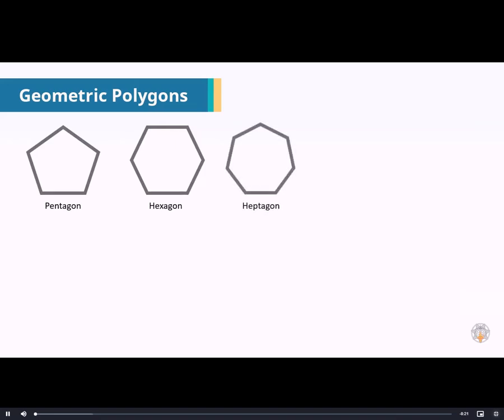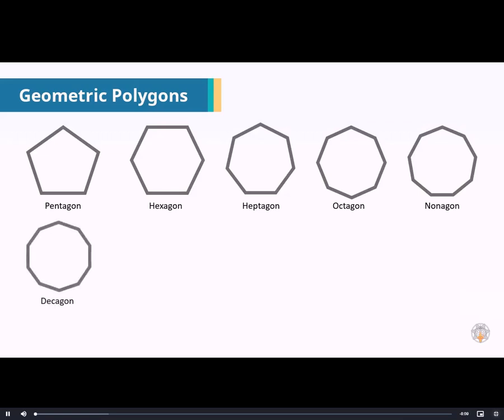Let me show few more types of polygon. Pentagon consists of 5 sides. Hexagon of 6 sides. Heptagon of 7 sides. Octagon contains 8 sides. Nonagon contains 9 sides. Decagon contains 10 sides. Dodecagon 12 sides. Icosagon 20 sides.